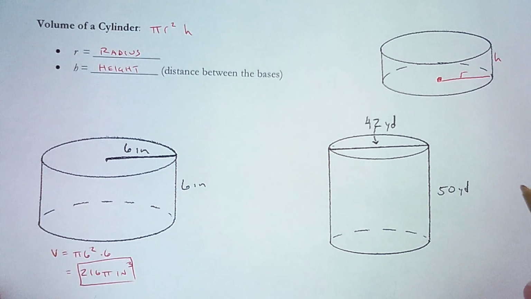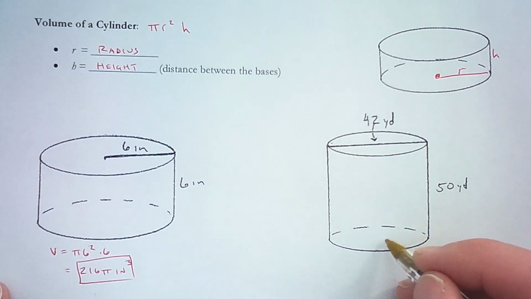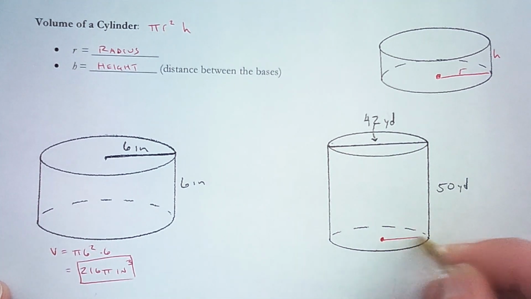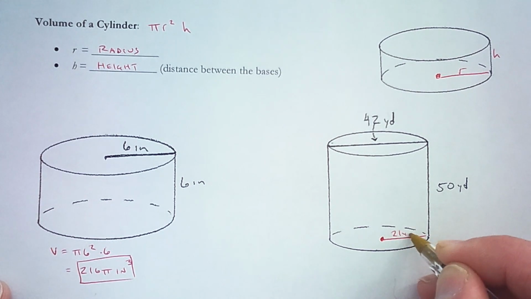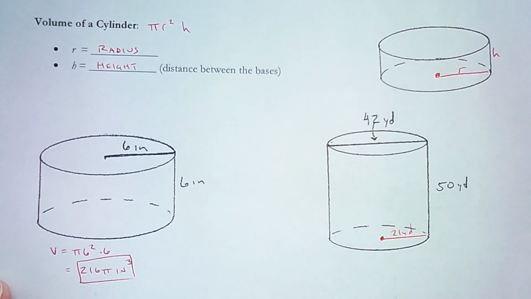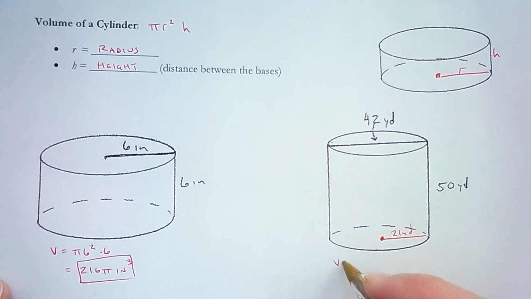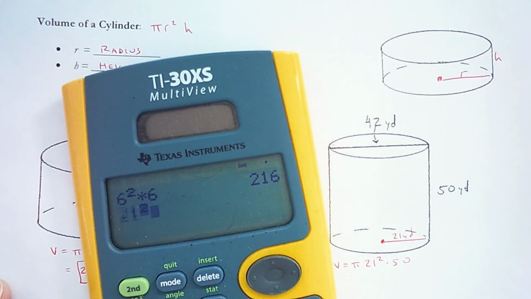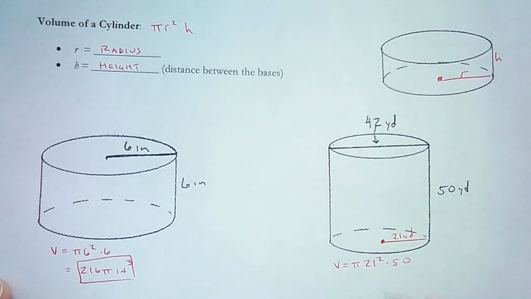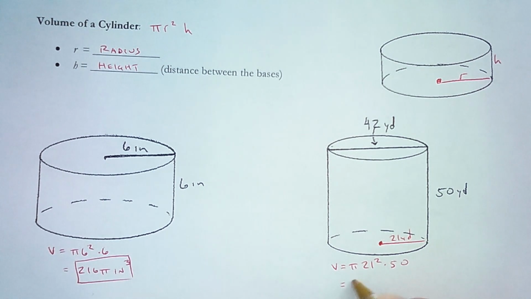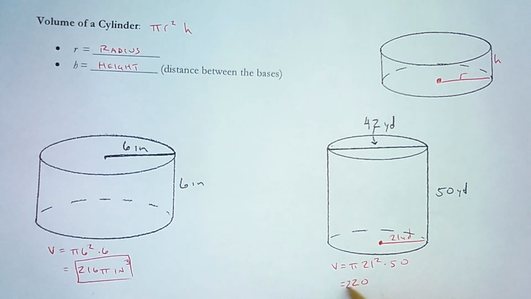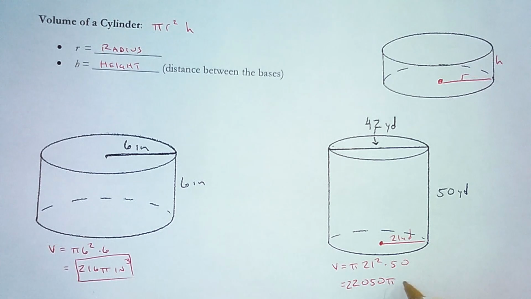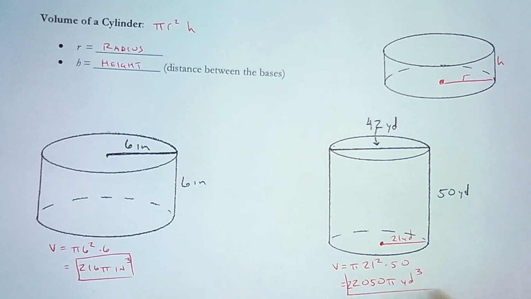So our next cylinder, we have a diameter of 42, which means our radius, half of that, is 21. So we have a 21-yard radius. So the volume is pi 21 squared times the height of 50. So we have 21 squared times 50, and that is 22,050. So the exact answer is 22,050 times pi yards cubed.